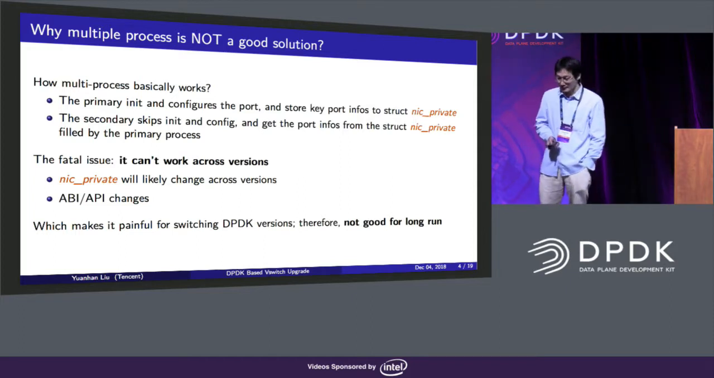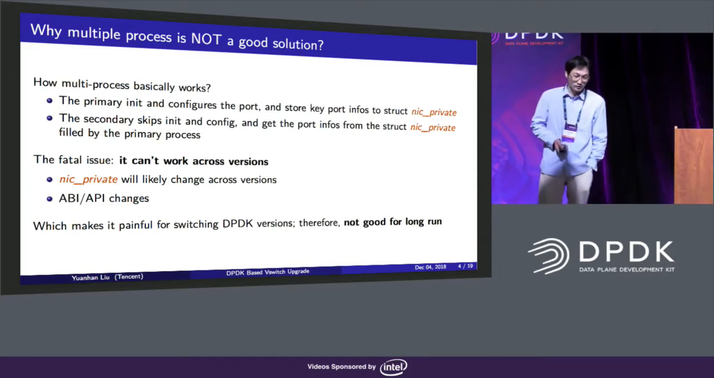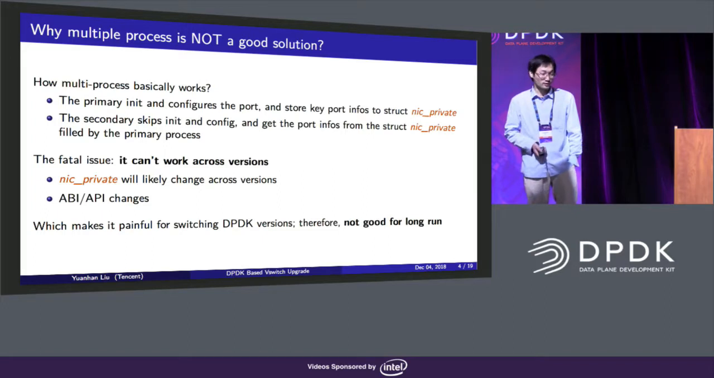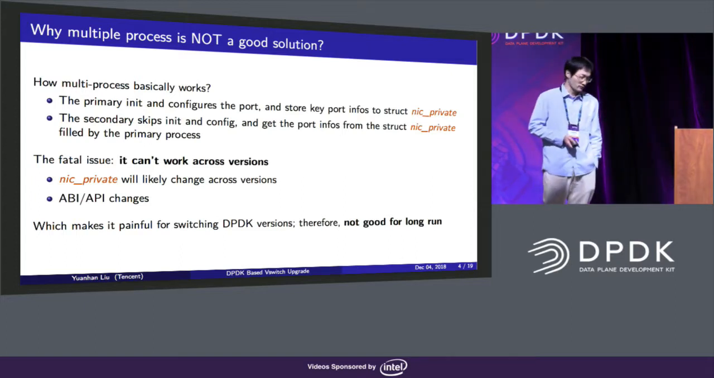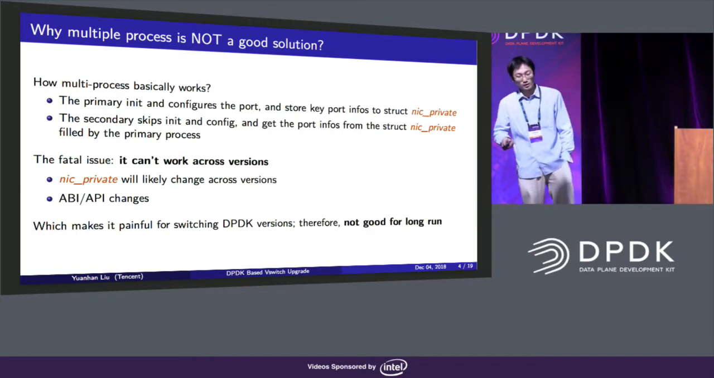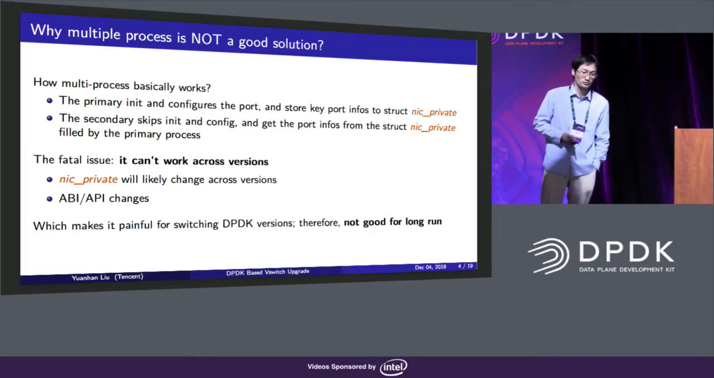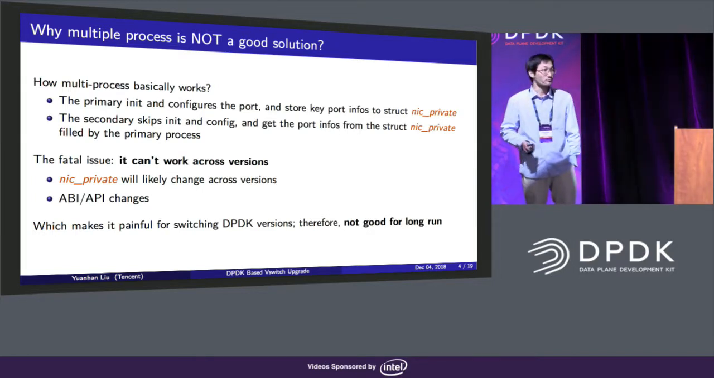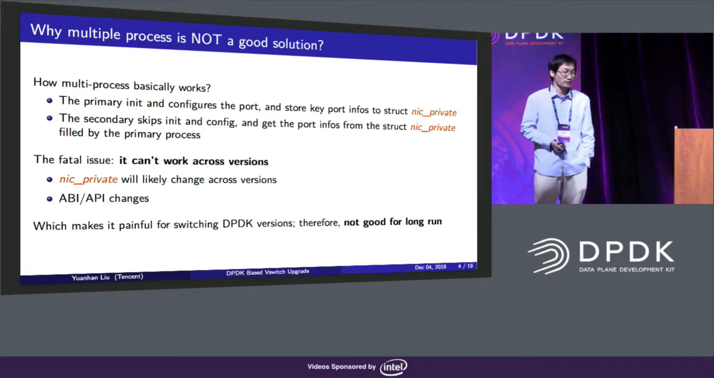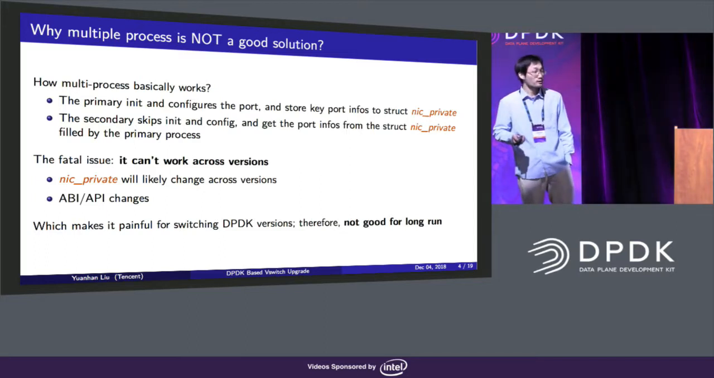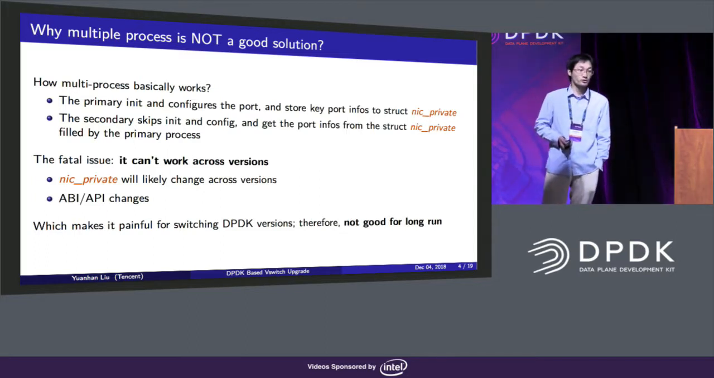So you can see that it shares the same data structure, so the data structure has to be the same between the two processes. If you switch to a new version, it will not work. It simply will not work. That is the key issue. It also has ABI and API issues. We break ABIs and APIs almost every release. That is quite fatal because it makes switching DPDK versions painful. Therefore, it's not good for the long run.